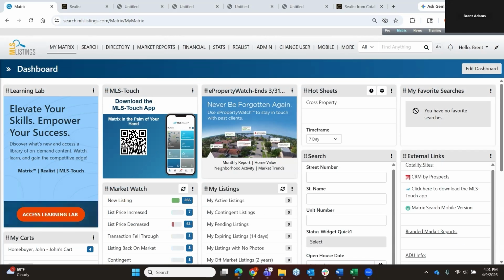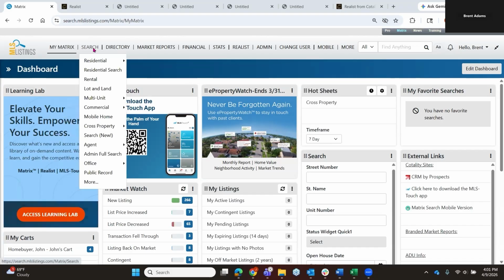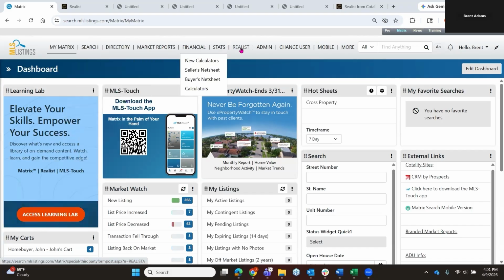Realist is your tax and public record system. You see me right now in Matrix, but there's a lot of different integration between Matrix and Realist as well. One of the things you might notice up here at the very top on the menu bar is an actual Realist button on your navigation bar.